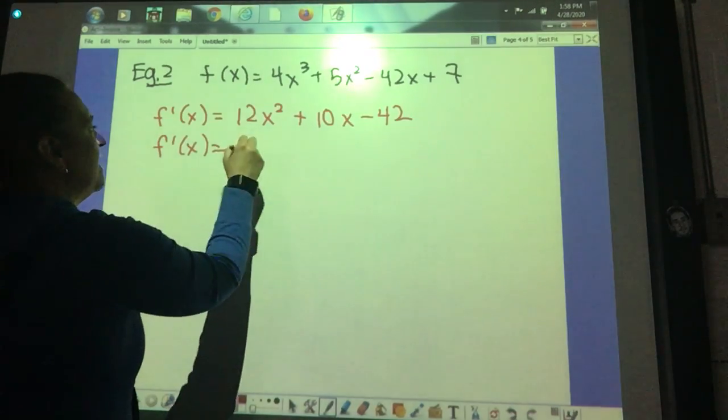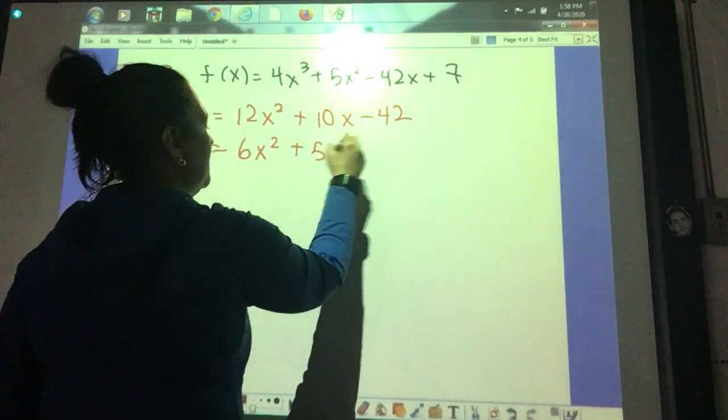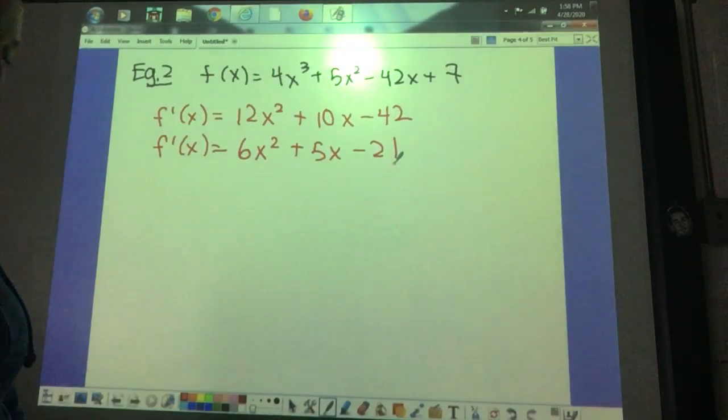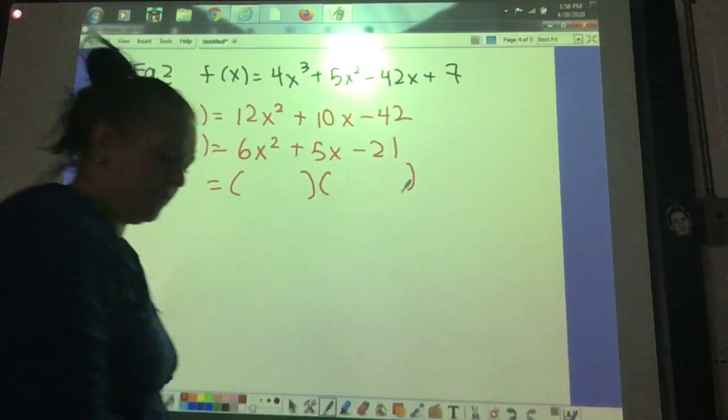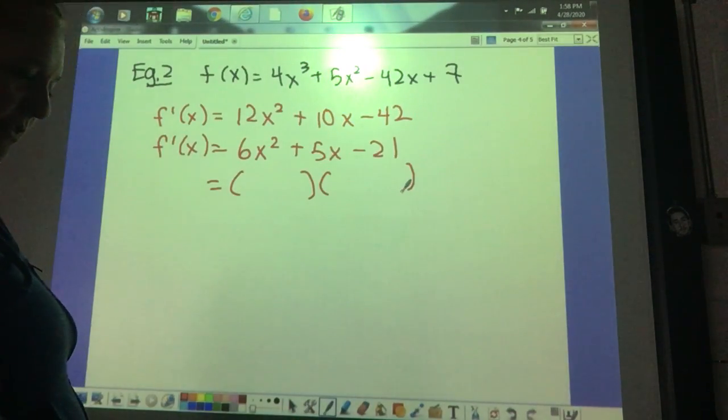We can simplify, divide everything by 1. You don't have to, but it makes it a little bit easier to factor. Factoring where a is not equal to 1. You guys are experts at this. You've been doing this for 3 years of your life.